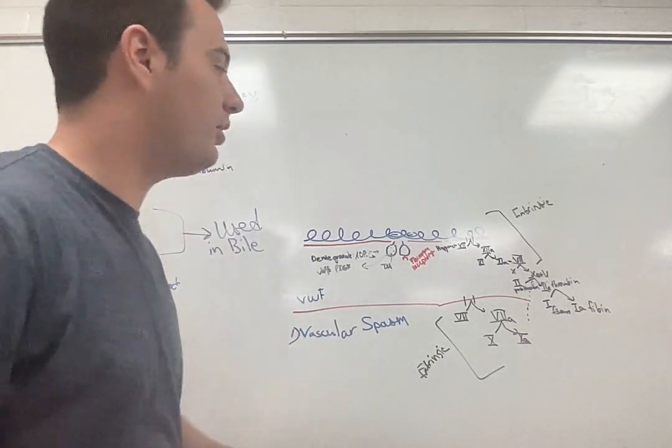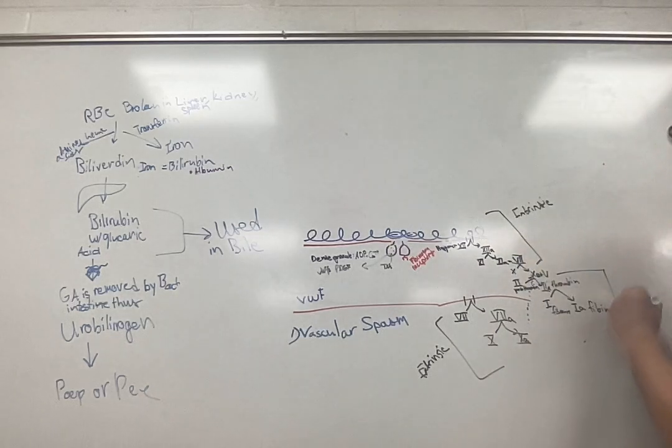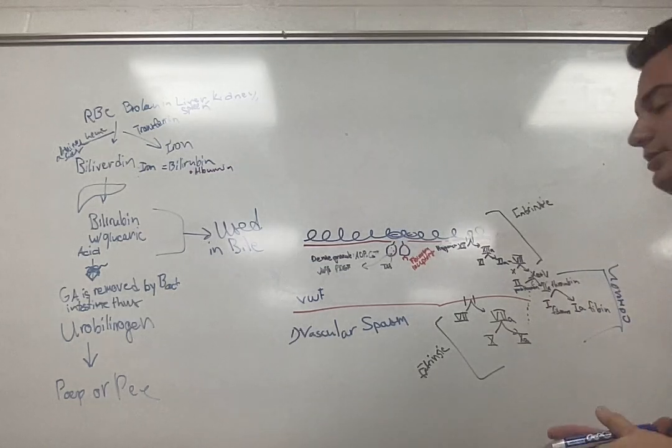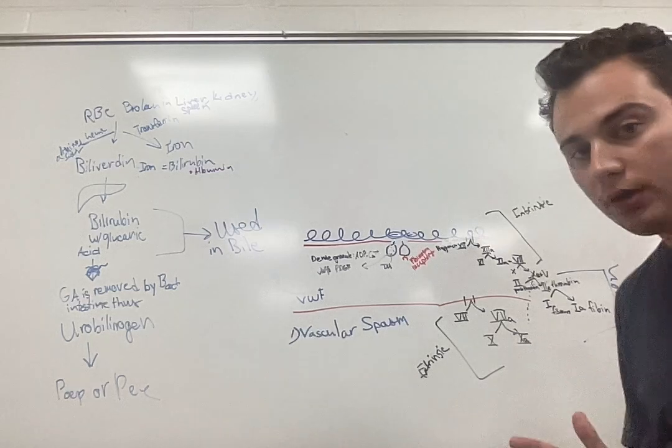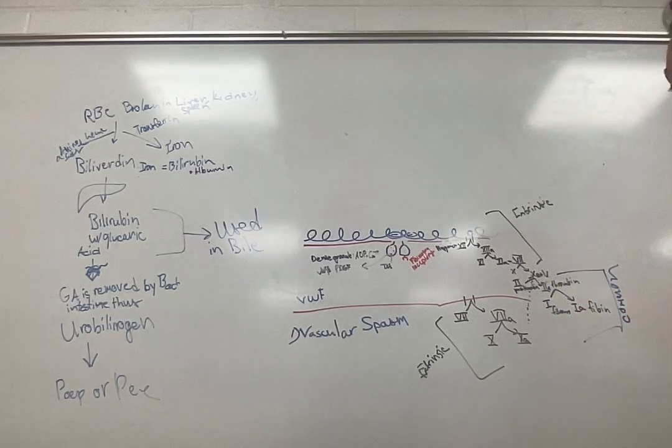Notice how this part is common here, right? It's shared by both the intrinsic and extrinsic, because regardless of what happens, it still needs that prothrombin to become thrombin to get the fibrinogen into fibrin.